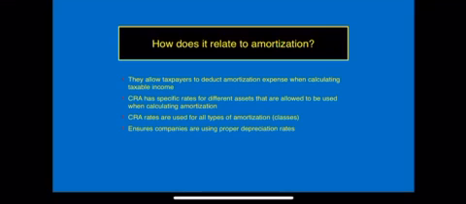How does it relate to amortization? They allow taxpayers to deduct amortization expense when calculating taxable income. The CRA has specific rates for different assets that are allowed to be used when calculating amortization. The CRA rates are used for all types of amortization, also known as classes. This ensures companies are using proper depreciation rates.